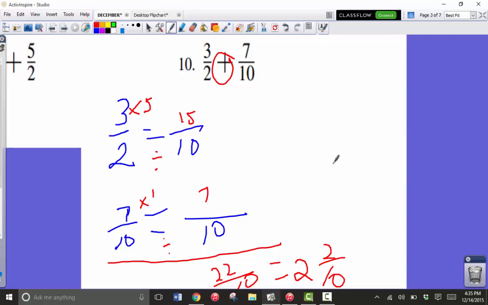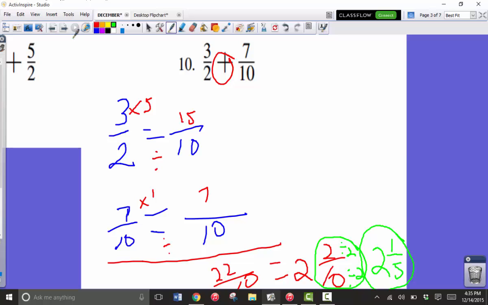But if we look, this part of our answer can still be reduced because 2 will go into 10. So I'm going to bring my 2 over and divide the numerator by 2 and the denominator by 2. 2 will go into 2 one time. 2 will go into 10 5, leaving this as our final answer.